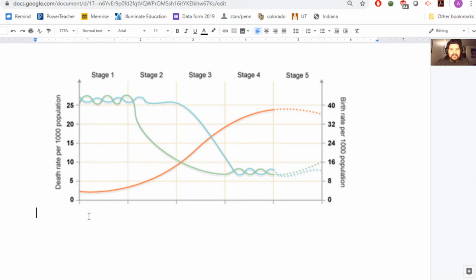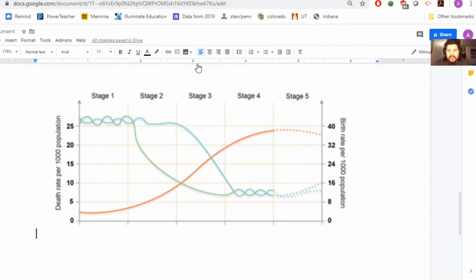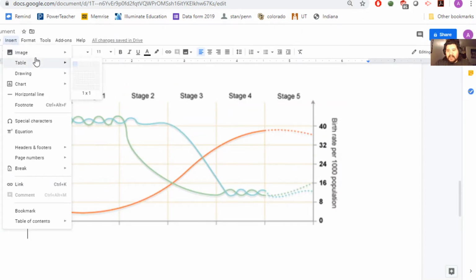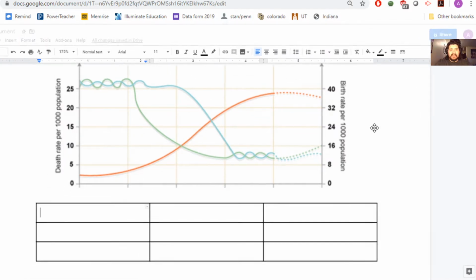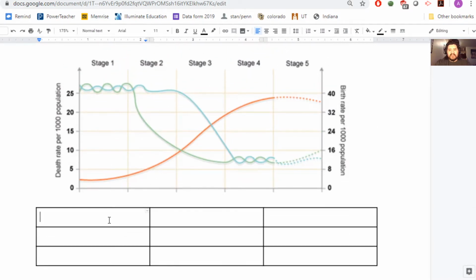A lot of that is going to have to do with development. So you want to be thinking about the chart that we've looked at before. That's probably one of the biggest helps to you. And really we want to focus on maybe 3 different categories in particular. So if we're thinking of the DTM, we have stage 1, stage 2, stage 3, stage 4, and stage 5. This will correspond to LDCs, NICs, and MDCs, and that may translate to primary, secondary, and tertiary economies.